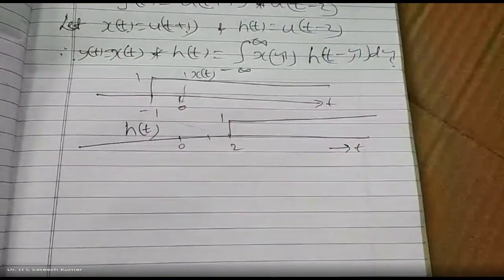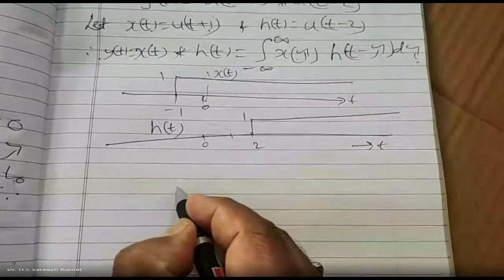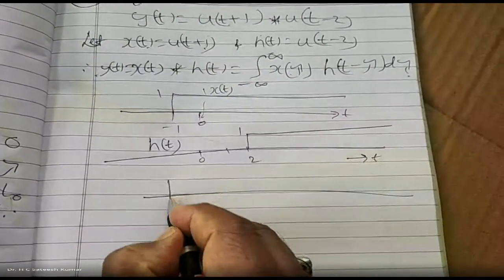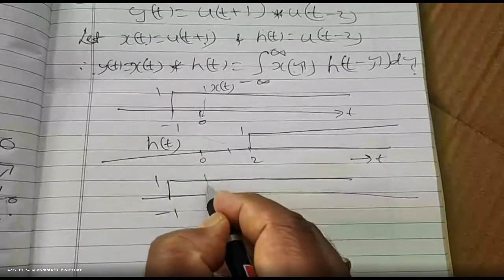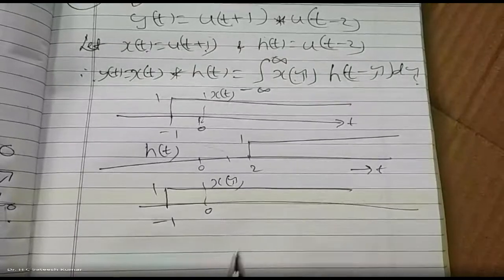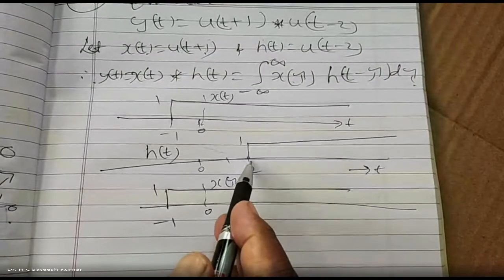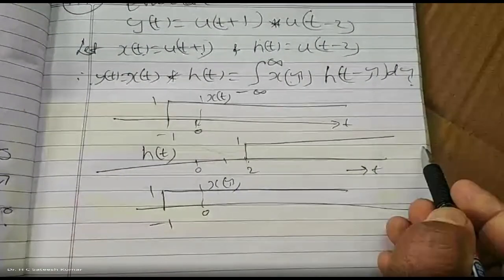Now, case number 1. We have to make x of tau. X of tau is from minus 1 to infinity, and its value is 1. This is your x of tau. H of minus tau means fold it. 2 will go to minus 2, and the infinity will go to minus infinity. So I will fold it.